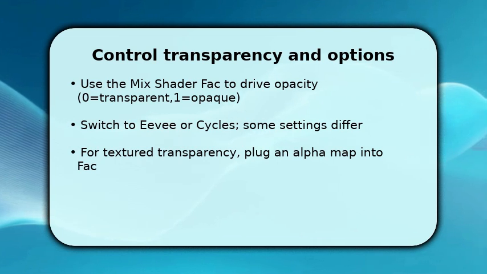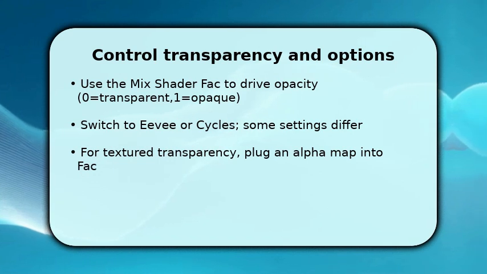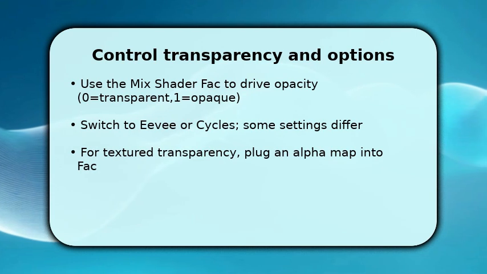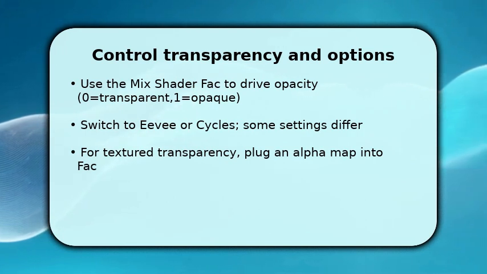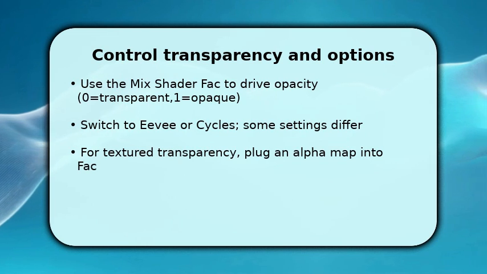Make sure you're aware of render engine differences. Eevee needs additional settings active while Cycles handles transparency more naturally. For textured objects, plug the image's alpha or a black and white map into FAC. Also enable backface culling awareness and adjust normals if you see inverted faces, because those affect visual transparency.